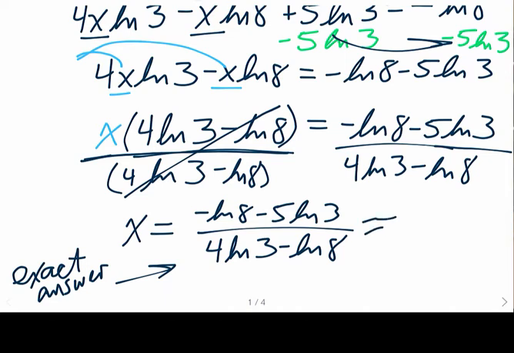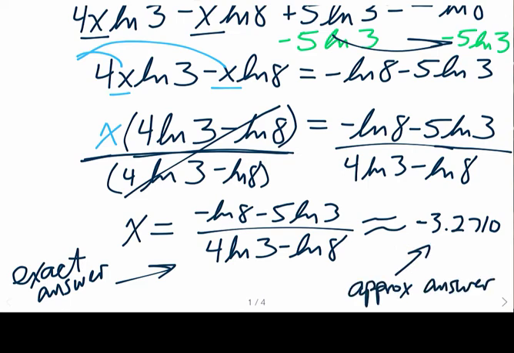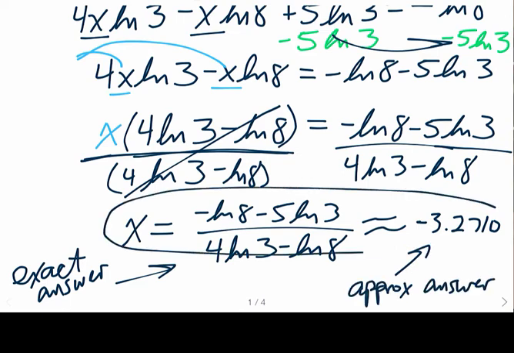My calculator tells me that this is approximately negative 3.2710, and because I'm not writing down all of the digits, it is actually an approximation, and I'm again going to want to see both of these.